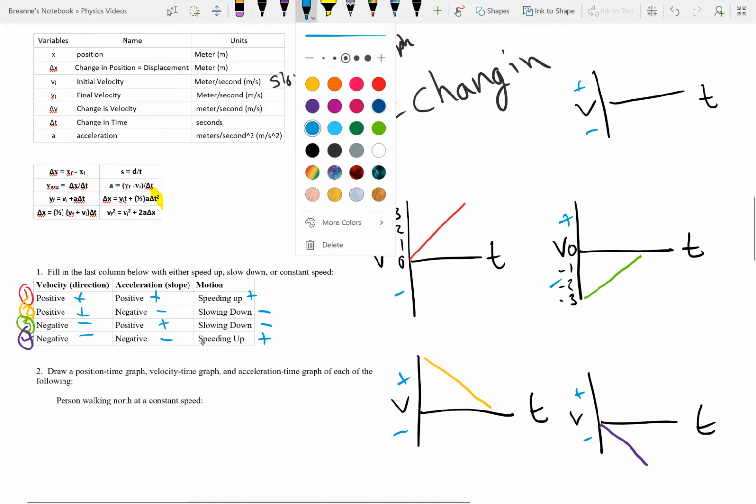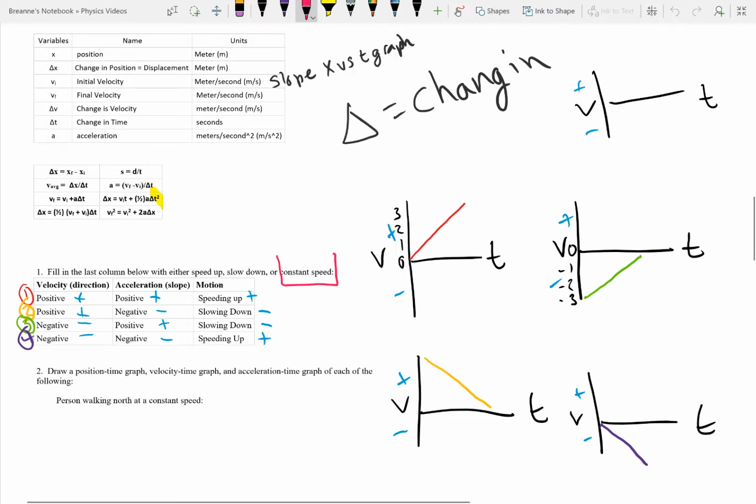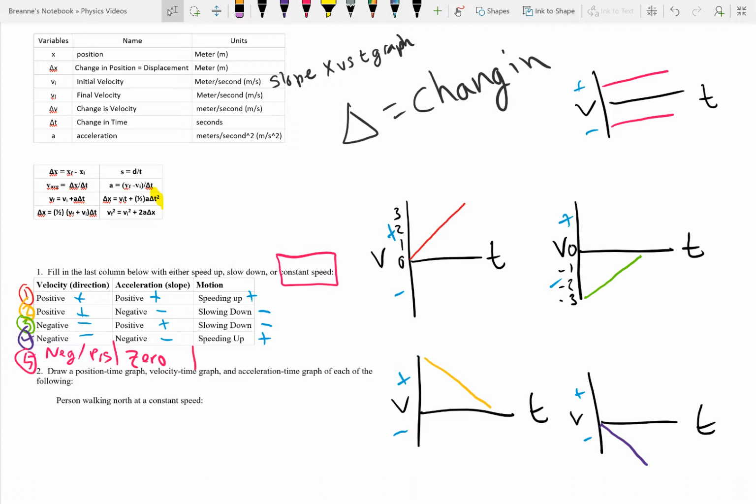Now, I had a couple of people ask me in class today, how in the world do you get constant speed? So that is going to be our fifth one, and it's when you have a straight horizontal line in your velocity graph. So that means it could be negative or positive, but your slope, your acceleration is 0. And that's how you would get a constant.